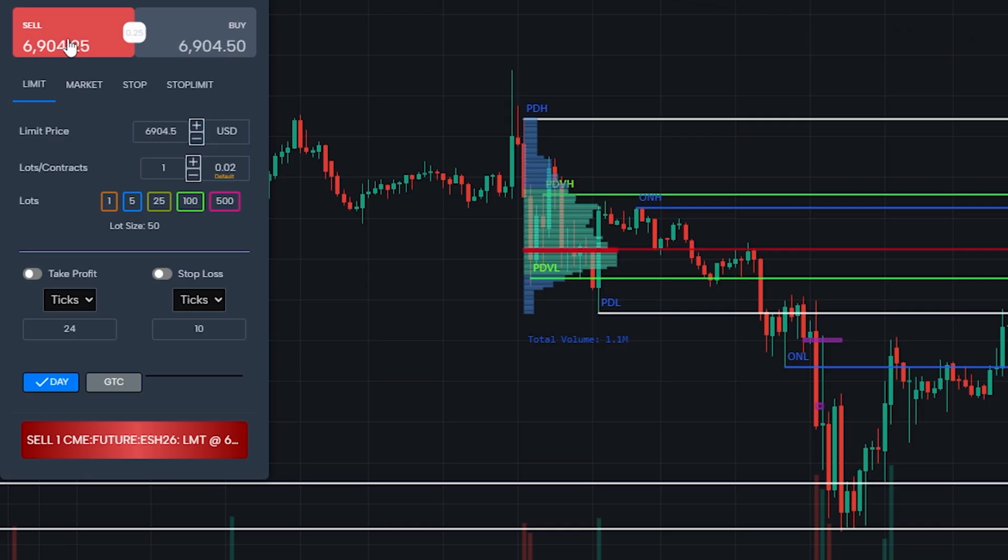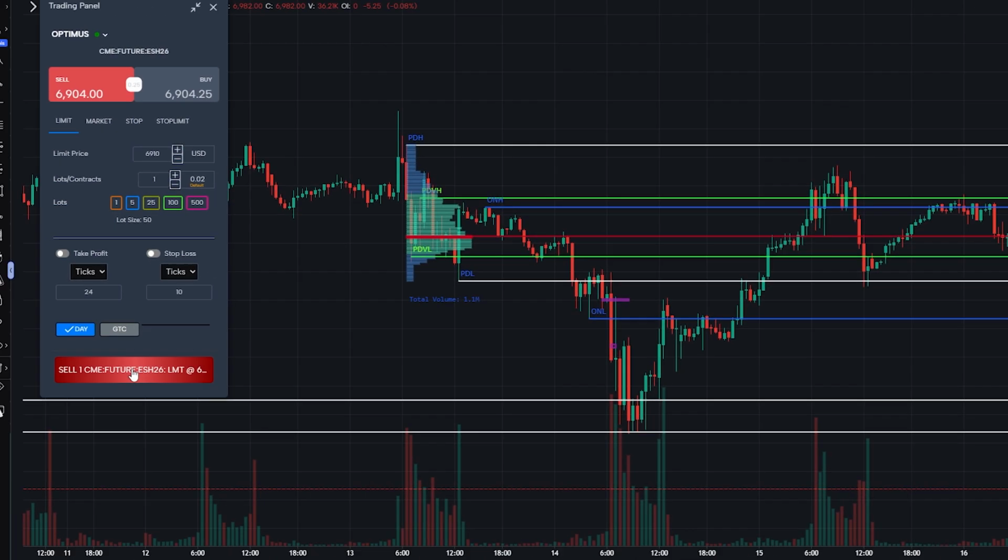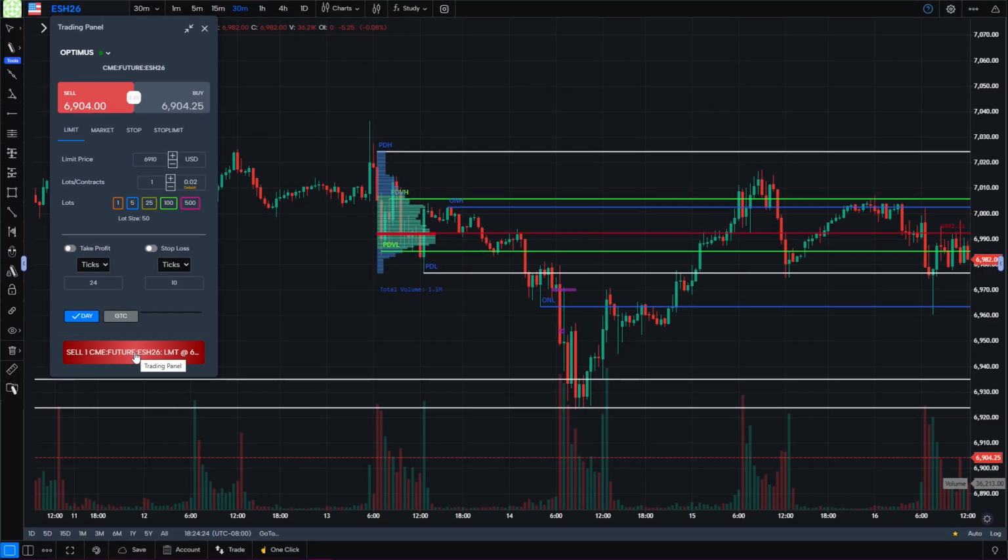In order to execute a sell limit, you need to offer above the current traded price. So we would need to specify our price here. Let's just go up to 69.10. We'll specify one lot and we can enable take profit or stop loss. But for this example, I will just leave this, and to execute the order, just click here.